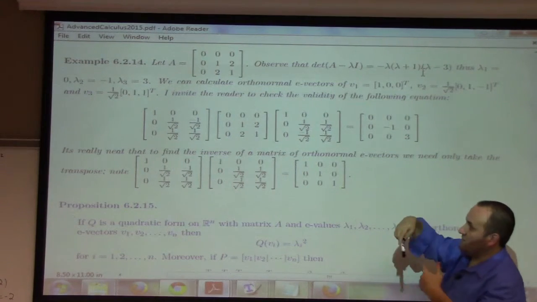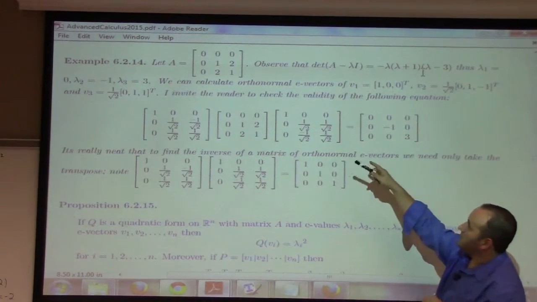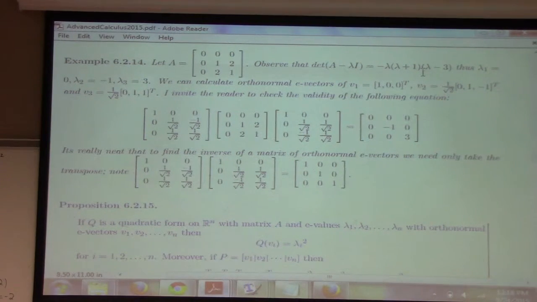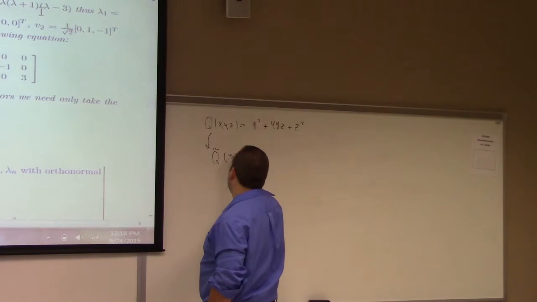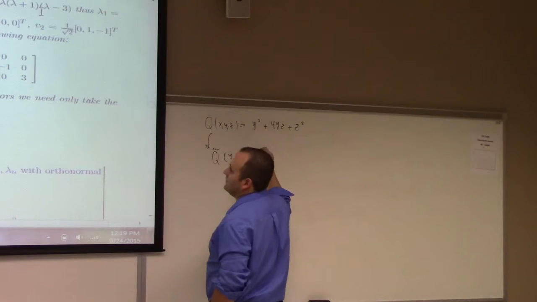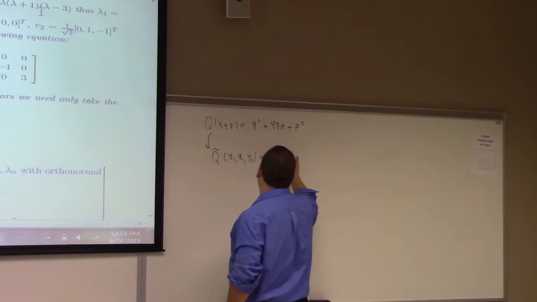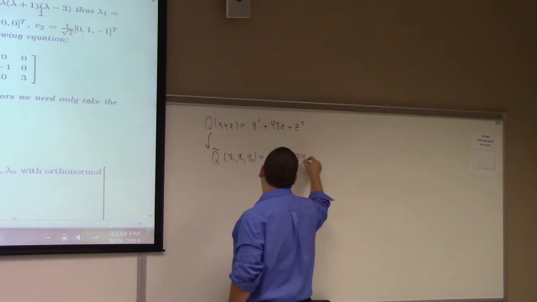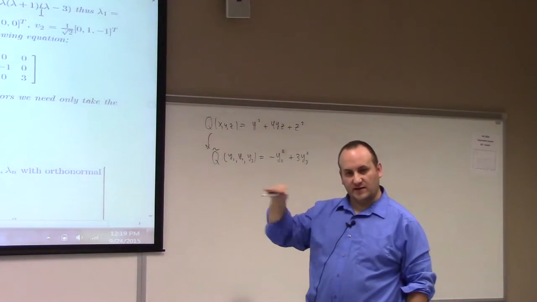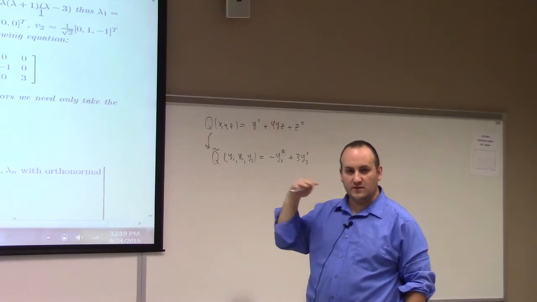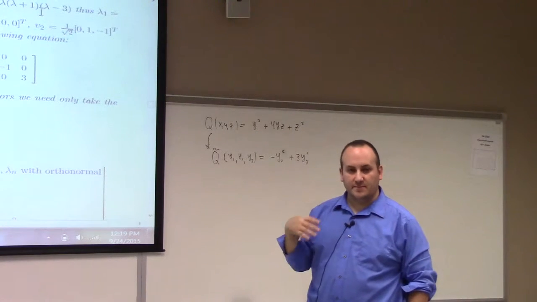So what that says is that if you use coordinates which are based on the eigenvectors, the original formula would have been something like Q of x, y, z equals y squared plus 4yz plus z squared. If you look at it in terms of the eigencoordinates, say Q tilde of y1, y2, y3, my current silly notation, the formula is just minus y2 squared plus 3 y3 squared. So by finding the eigenvectors and using eigendirections as your coordinate system, the formula for the quadratic form becomes as simple as it can possibly become.